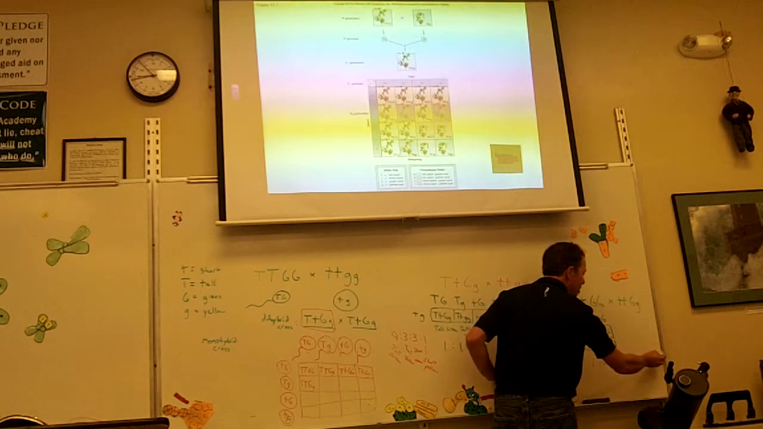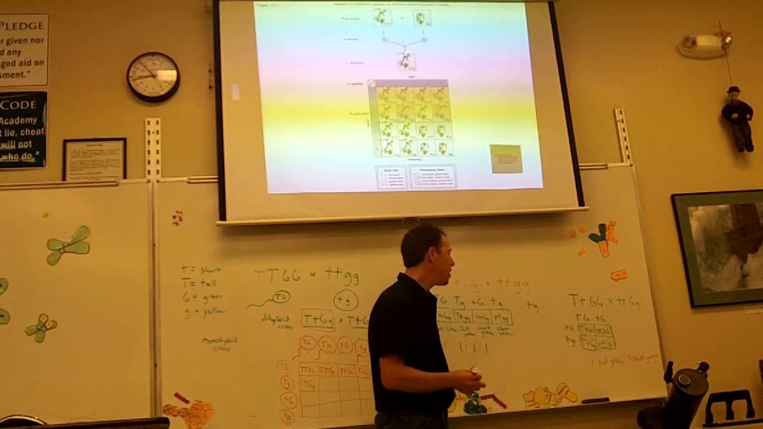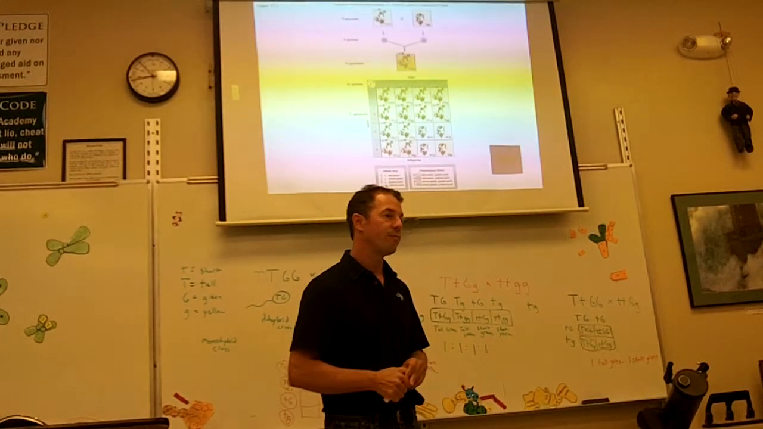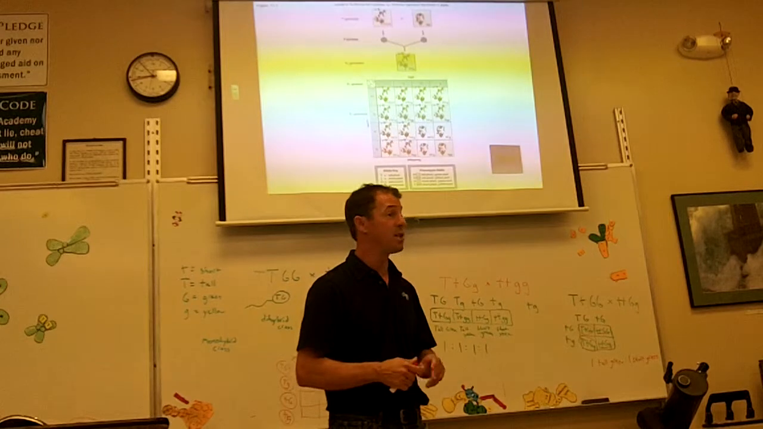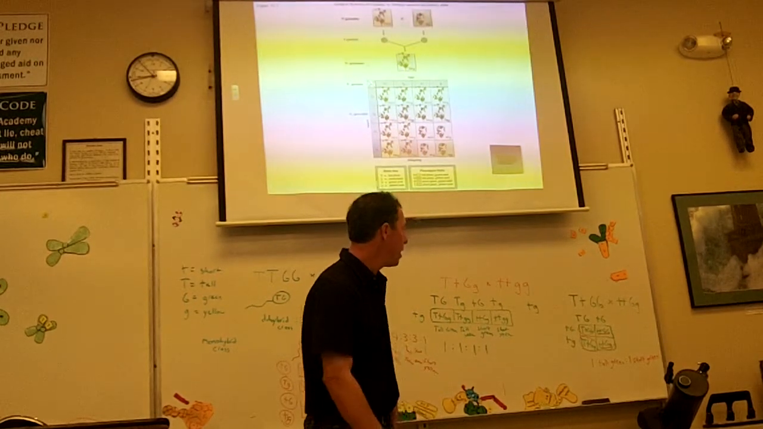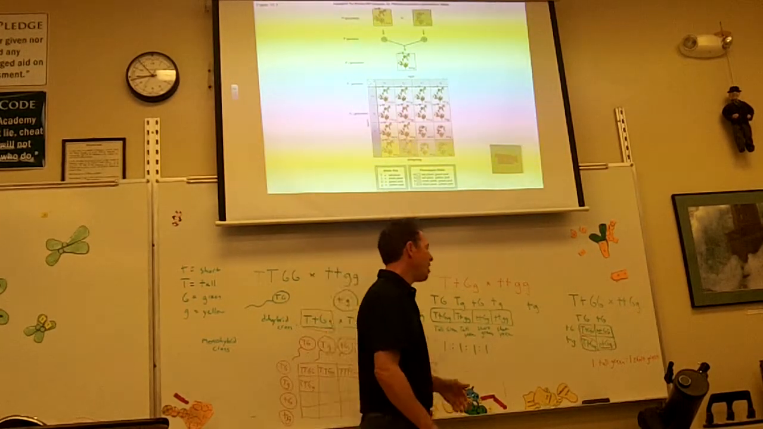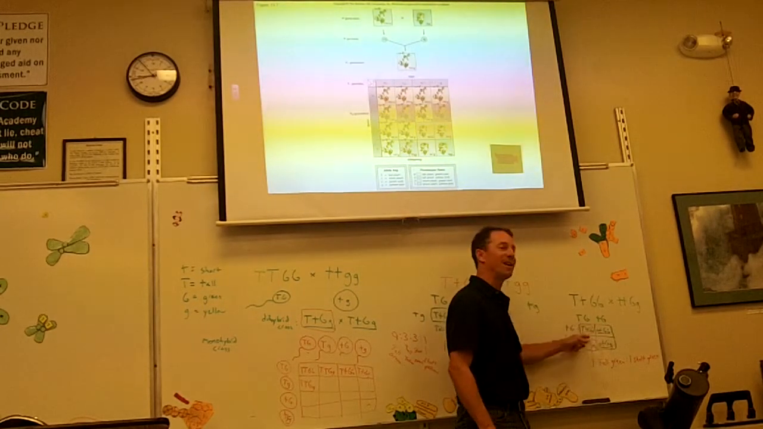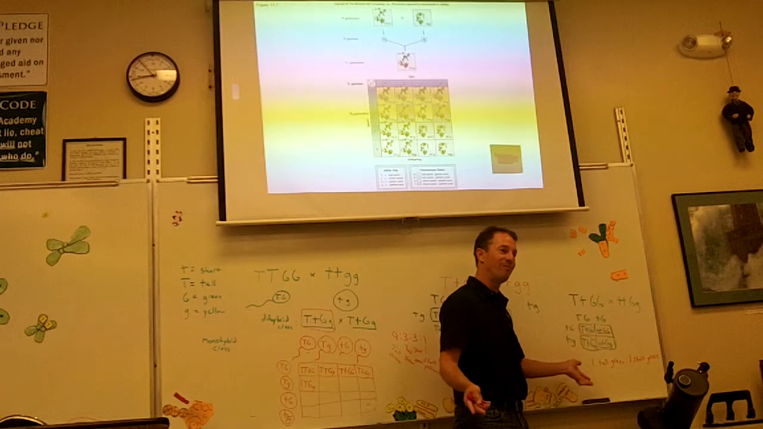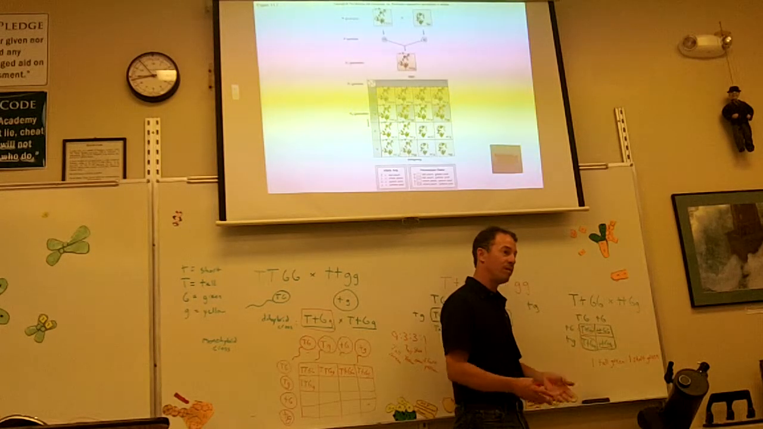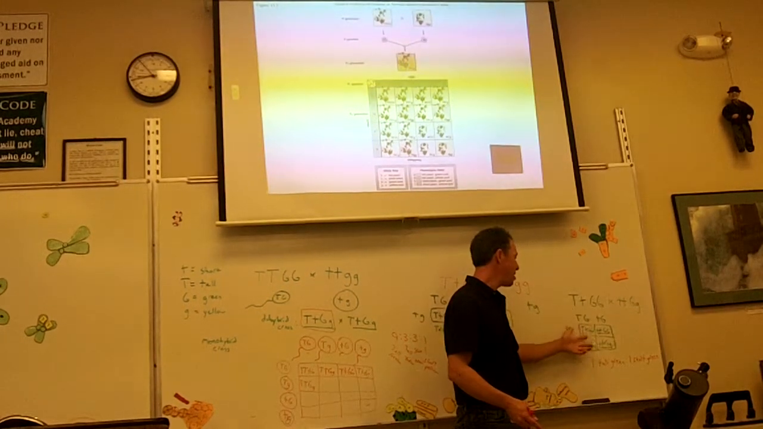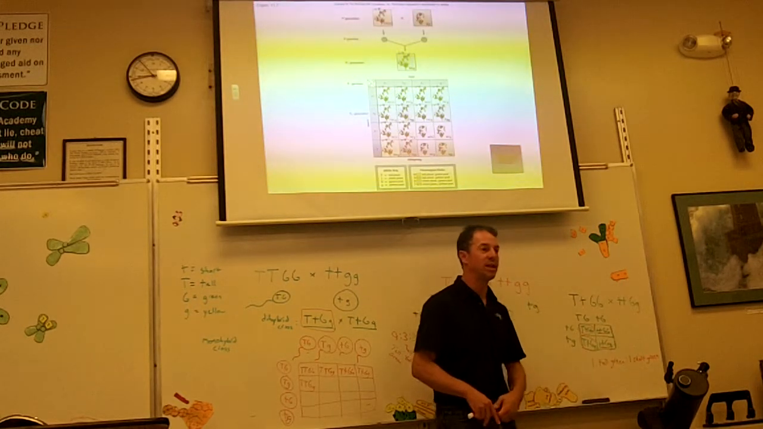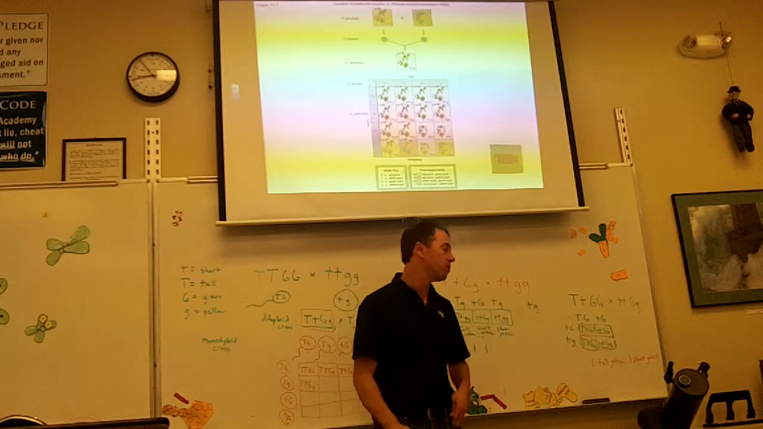You can say 2 to 2, but that's reducible. You always want to reduce it if you can. So if it was 6 to 2, you can reduce it to 3 to 1. Because really, this plant is probably not having just 4 kids. It's probably having 40 or 400. And so 2 to 2 doesn't really make sense. The ratio is 1 to 1.